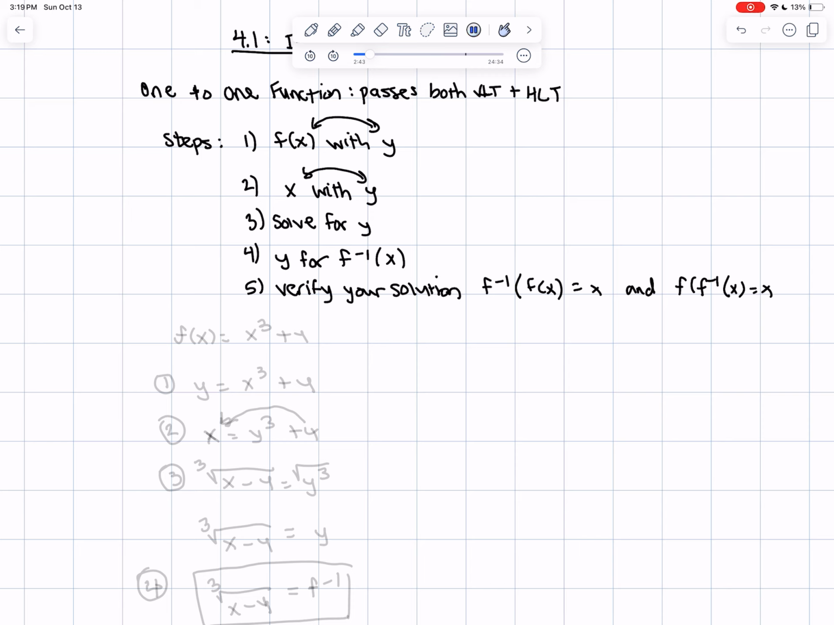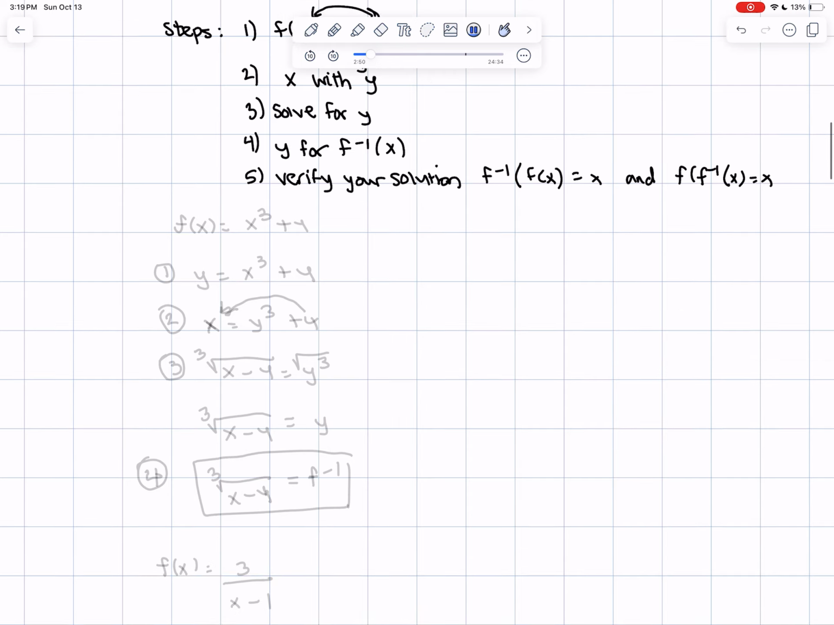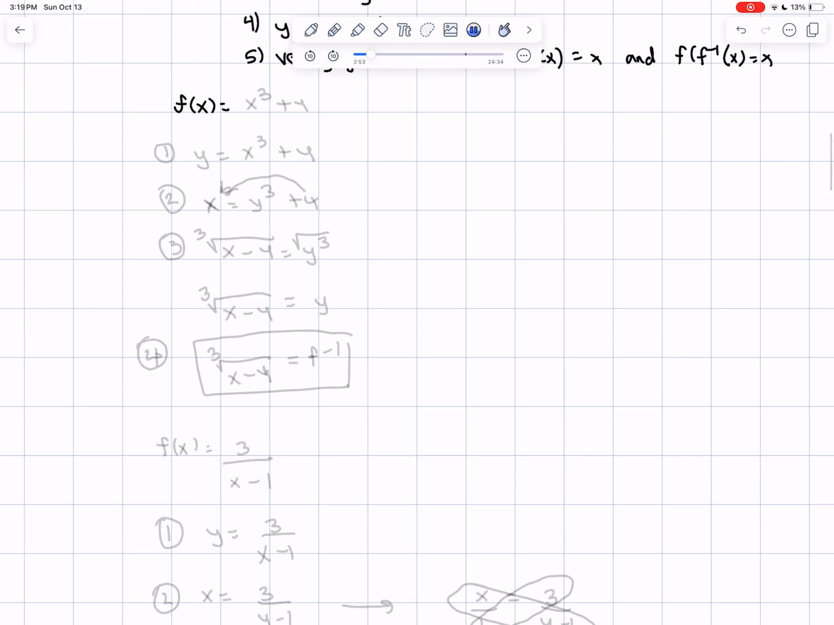So let's do this one. Let's do example 5. I believe it's example 5 in your book. So it'll be f of x equals x to the third plus 4. So again, my first step is I want to exchange my f of x with y. So that means it's going to become y equals x to the third plus 4. That's the first step. Second step is to exchange x and y. So that means my x is going to be here and my y is going to be here.